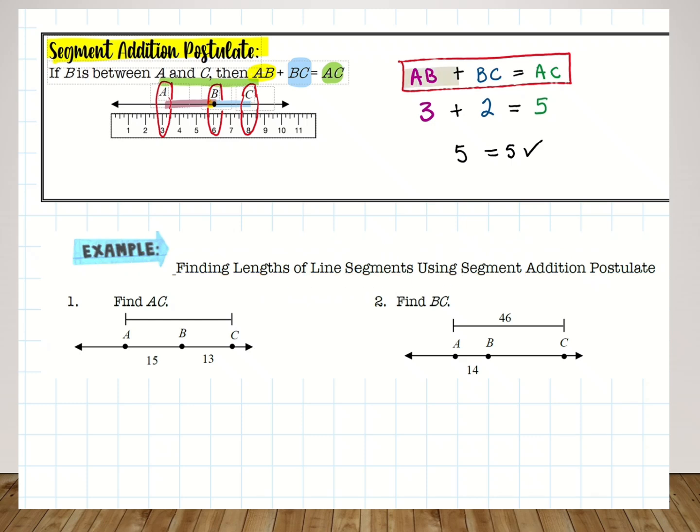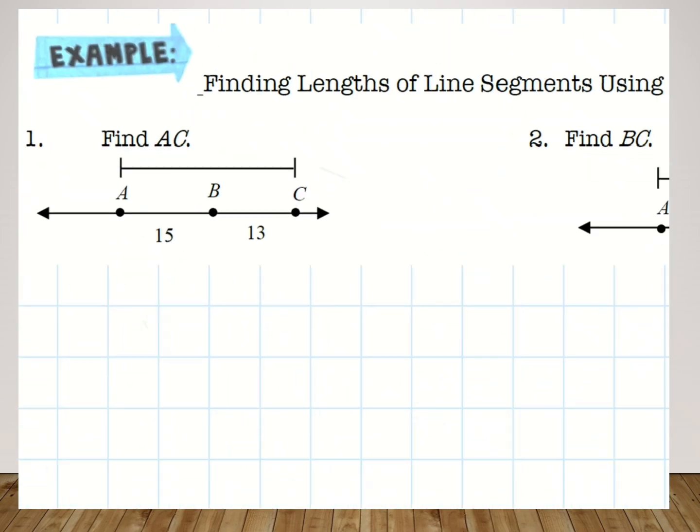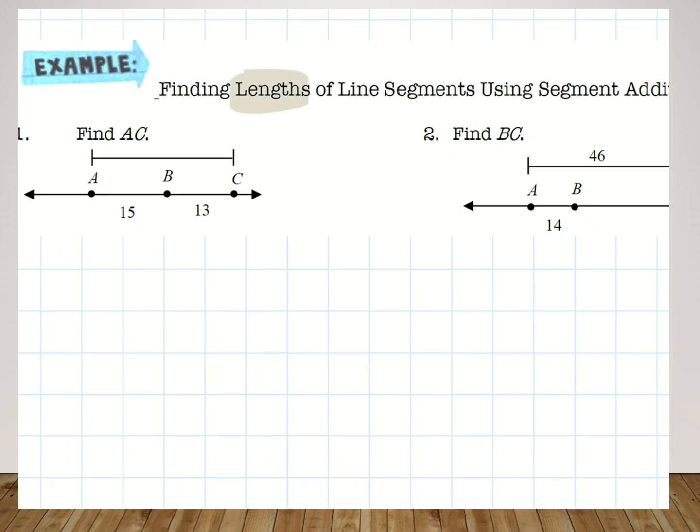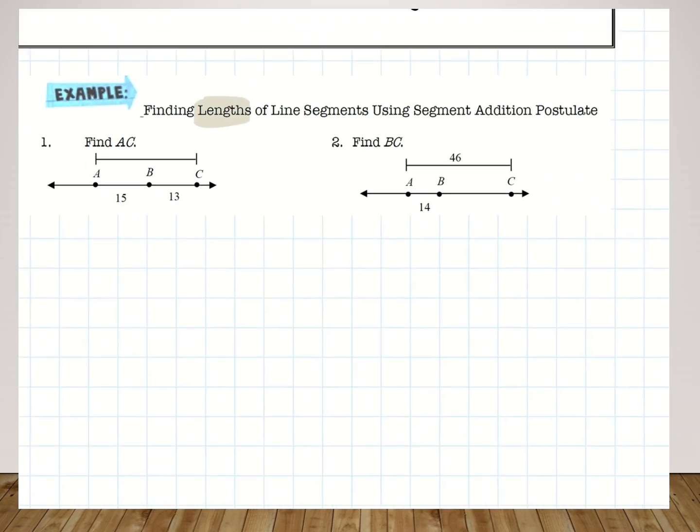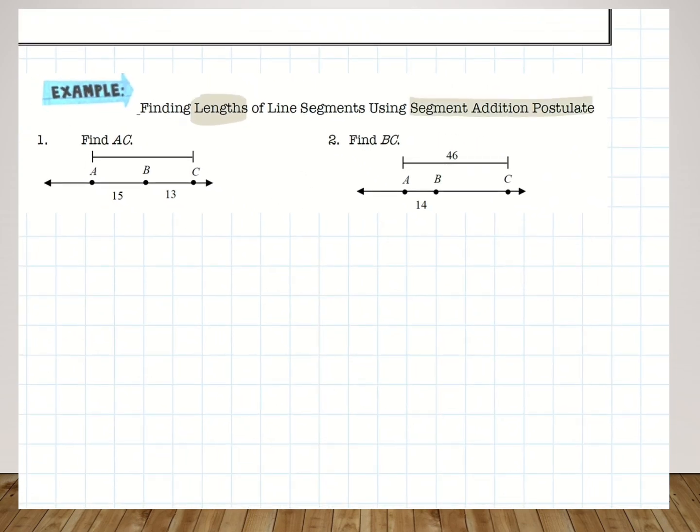Let's go ahead and take a look at what the segment addition postulate tells us. Basically, you have a segment and that segment is split into some pieces, as you see here. So we're going to find the length of the desired segment here.